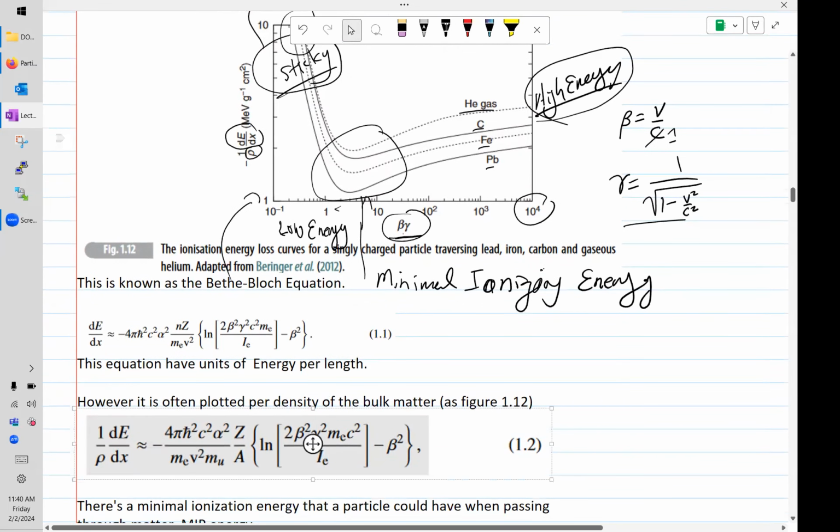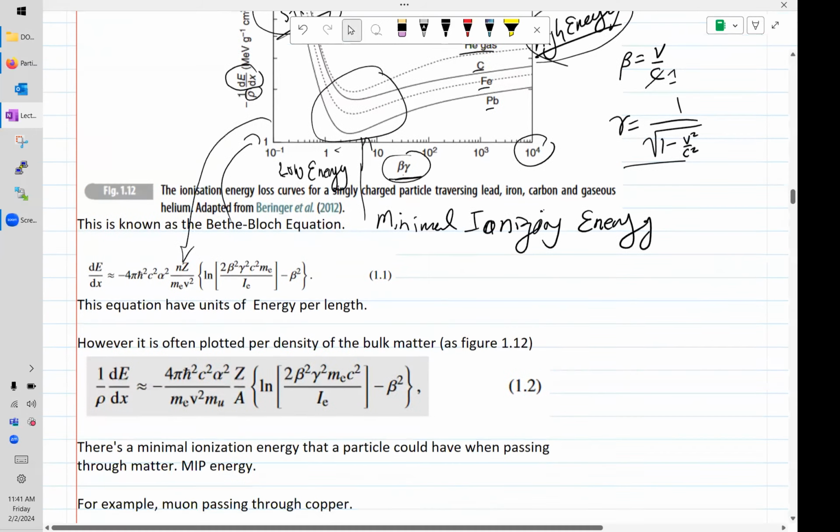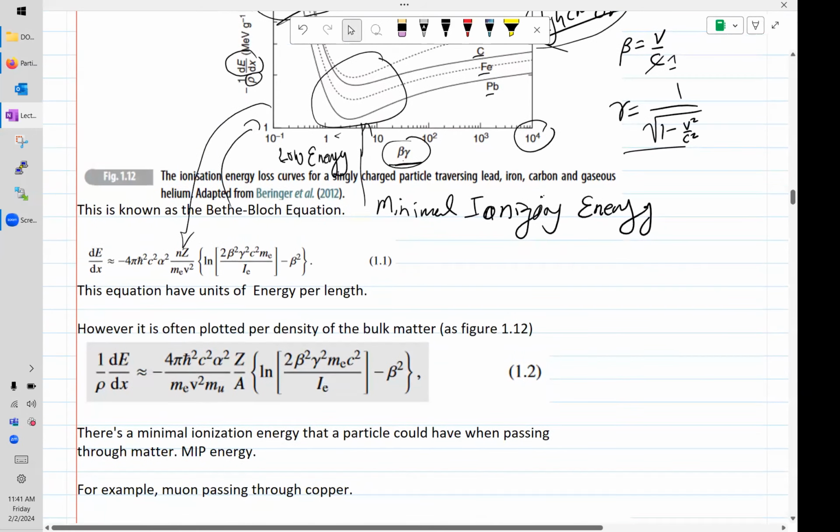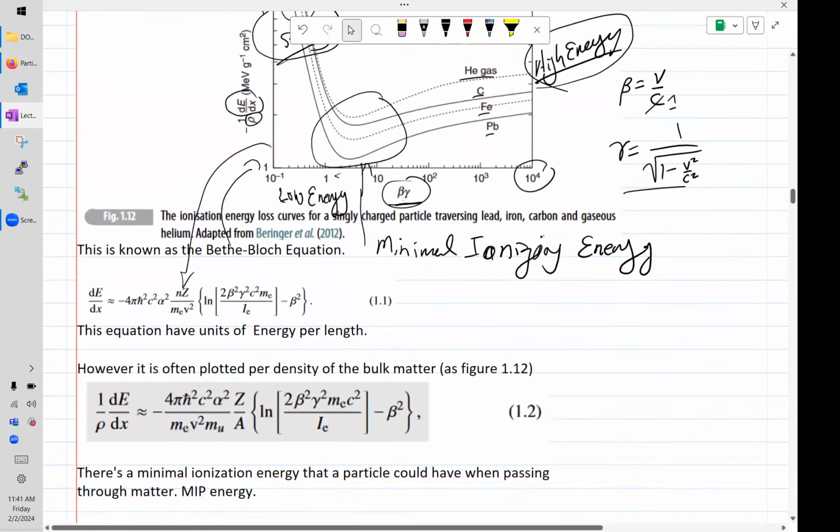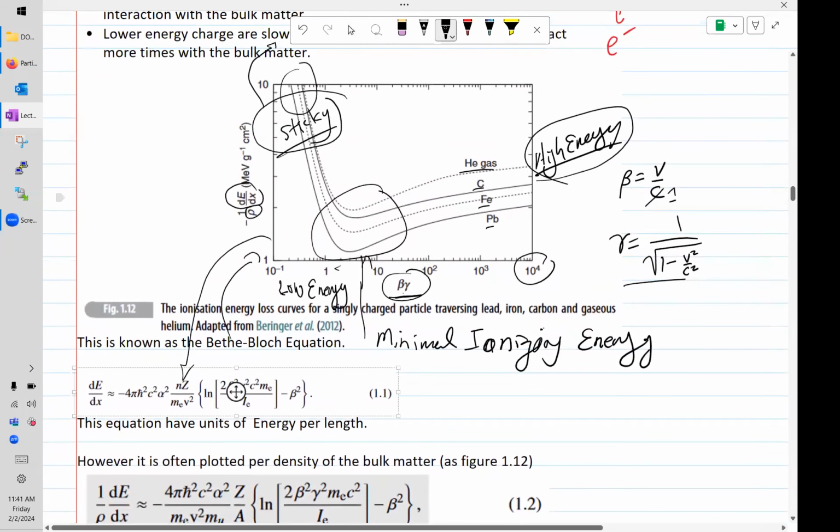And this plot comes from this fancy equation called the Bethe-Bloch equation. Don't even read it too much. If you actually need to use this equation, you'll have to figure out what these alpha, these h bars and stuff like that should go away. You don't need that, because they're all one. You have the mass of electrons and all that stuff. But the thing I want to bring up is that this is often plotted as the amount of energy loss per length divided by the density of the material.